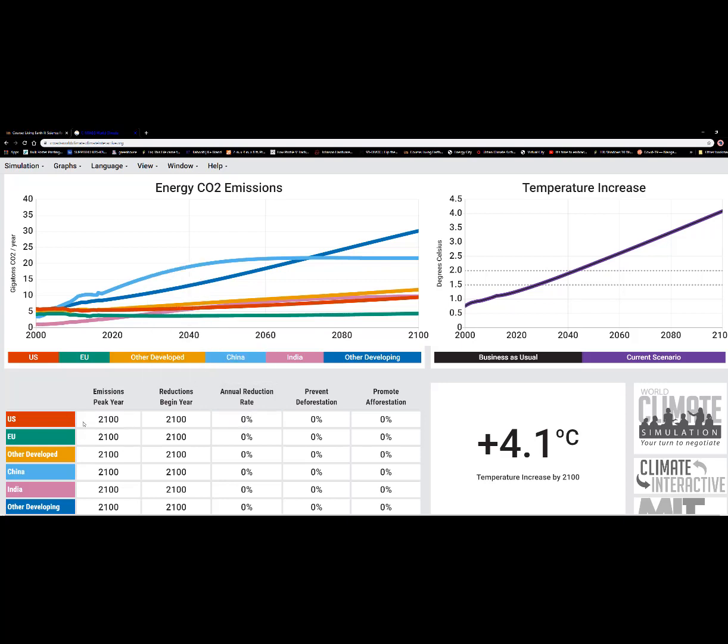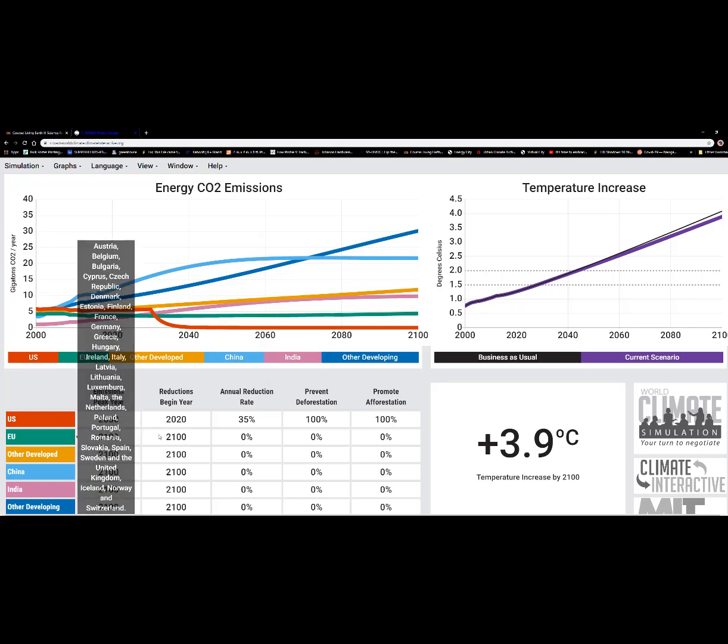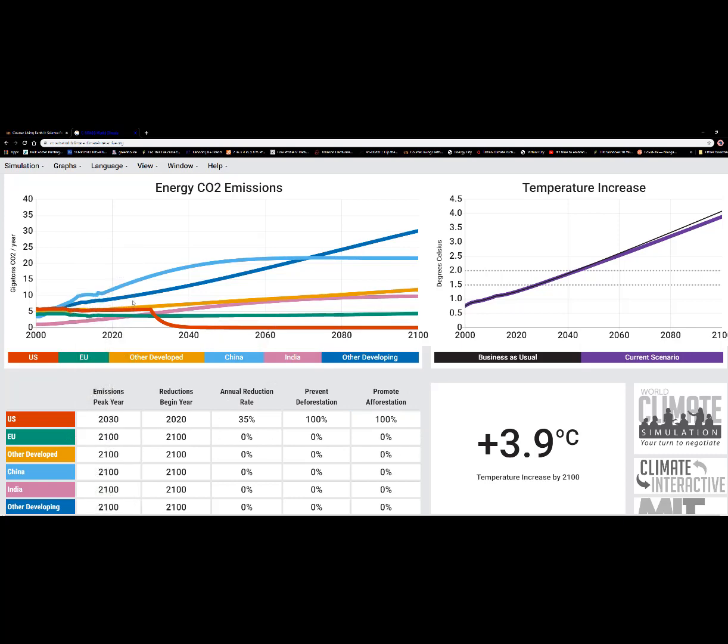Now, what you can do is go into the application down here at the bottom, and you can change when you're going to change your reductions. Let's say I want the US to have its peak emission in year 2030, and I want to start reducing my emissions now, because emissions have reduced a lot right now due to the virus. I want to reduce my rate at 35%, and I want to go all in on my forests, so no more forest cutting, and I'm going to plant forests like crazy. You can do this for each of the countries. Then you can see what happens to the US, their curve over time.